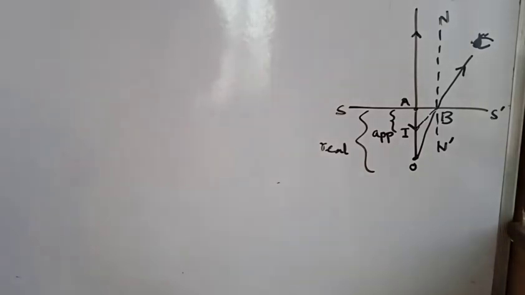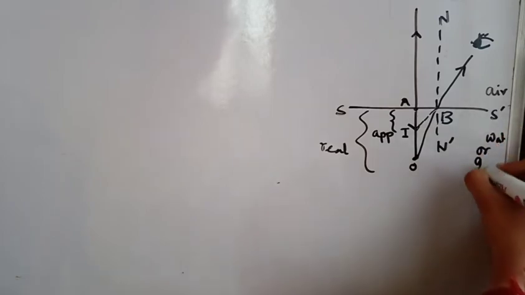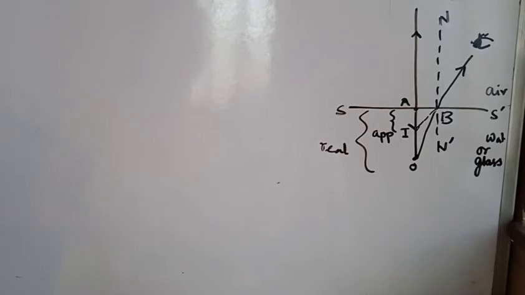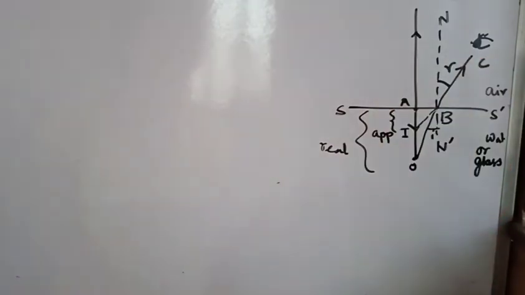So here we take a surface SS prime which is separating two media, that is air and water or glass. The light ray is coming from an object O, so OB is the incident ray, and the light ray is refracted, so BC is the refracted ray. This is the incident angle I, and this is the angle of refraction R. Now we are going to discuss the relation between the real depth and the apparent depth.